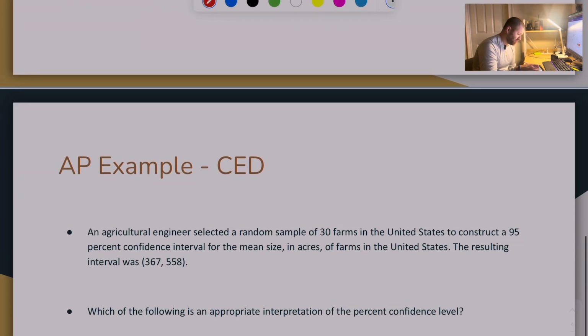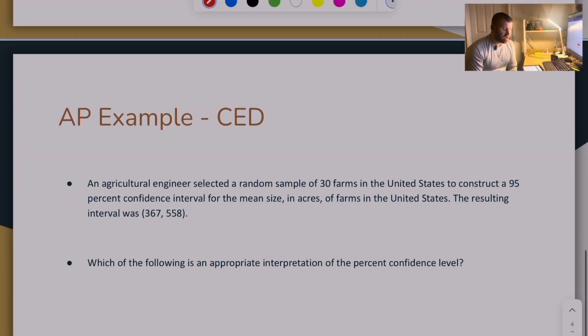So let's take a look at a question here about interpreting the confidence level. CED here stands for course and exam description. That's where this one came from. And so we have an agricultural engineer that selected a random sample of 30 farms, and they constructed a 95% confidence interval for the mean size. And we got this interval from 367 to 558.